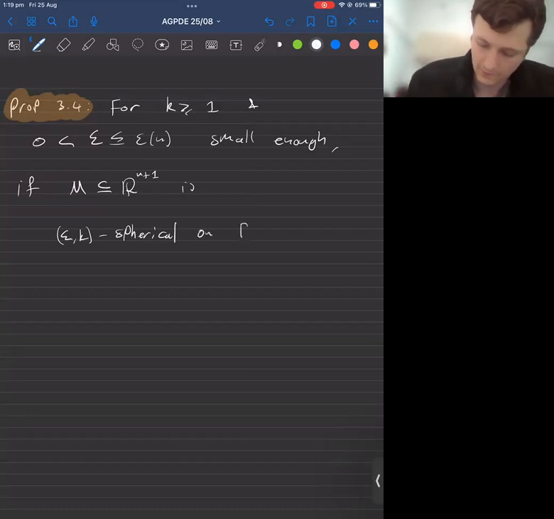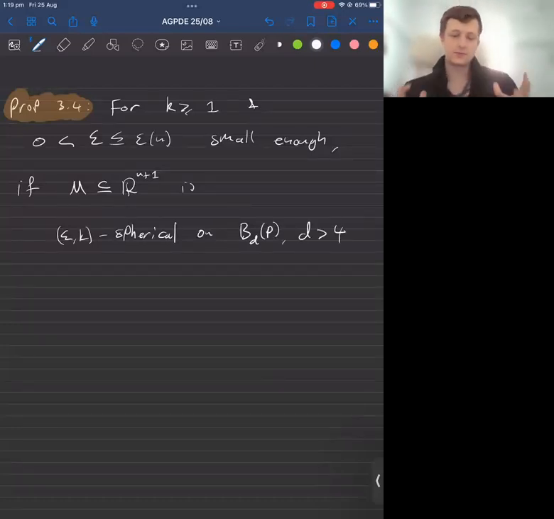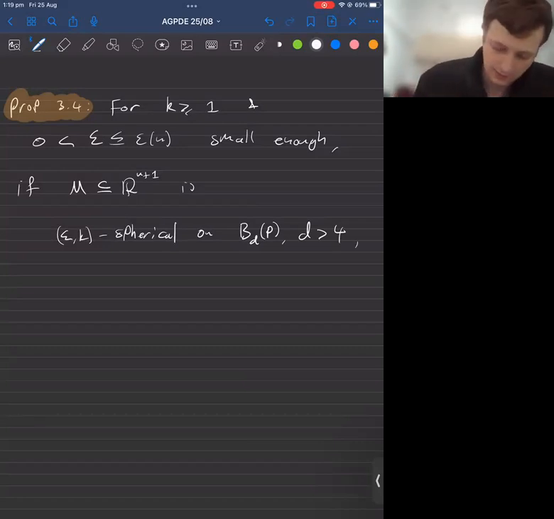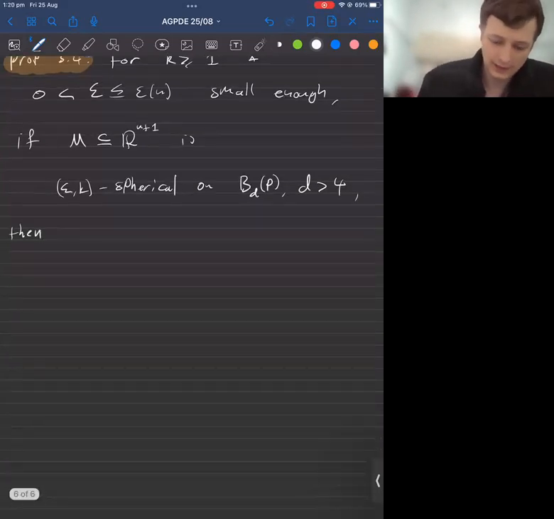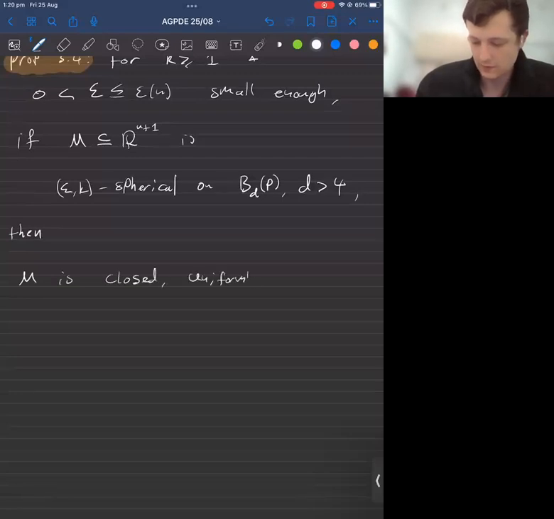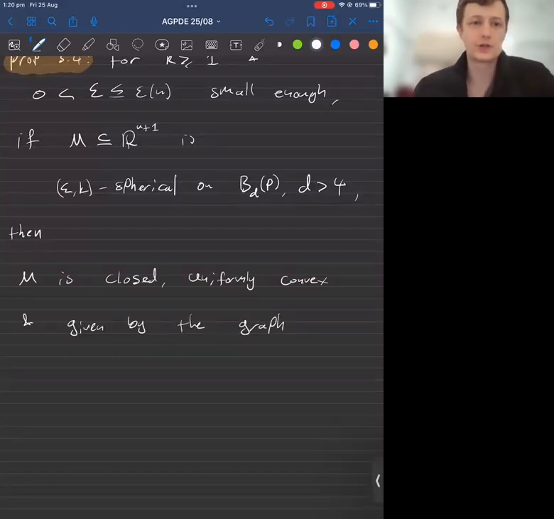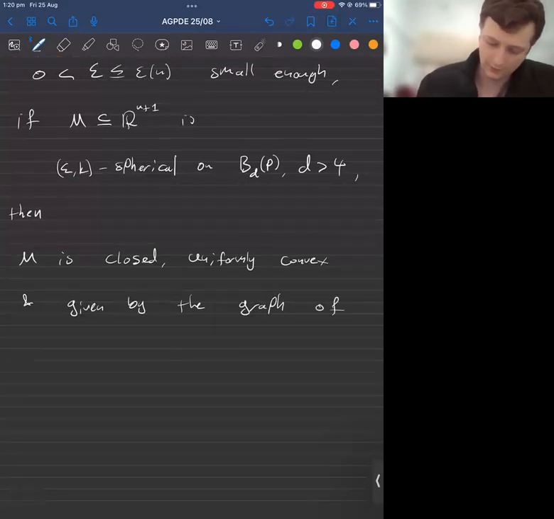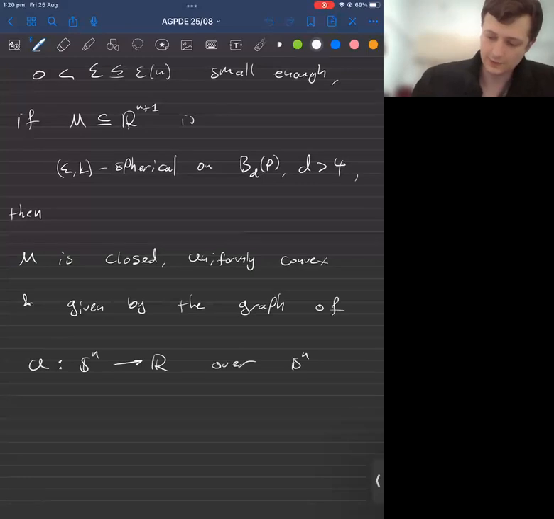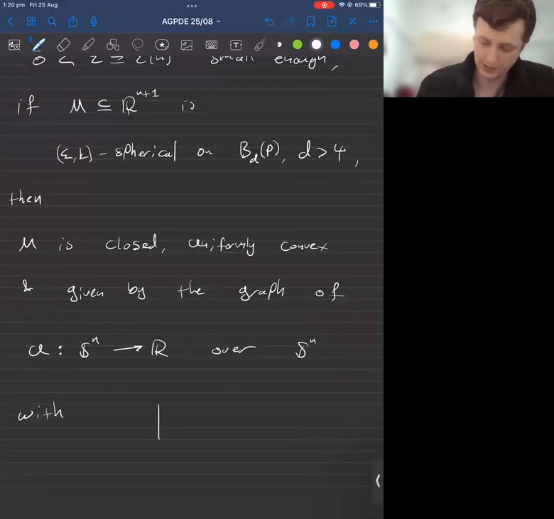So we only want it to be epsilon k spherical in some big enough region, then M is closed, uniformly convex, and given by the graph of a function u over the sphere S^n with a controlled C^k norm, or C^(k+2).